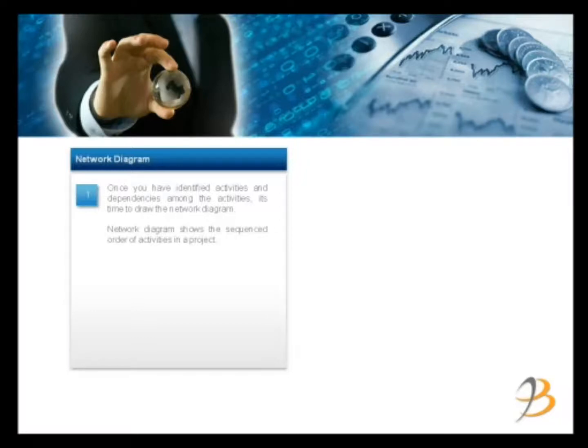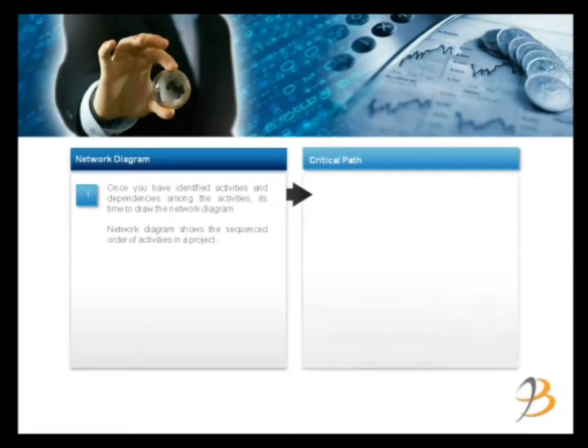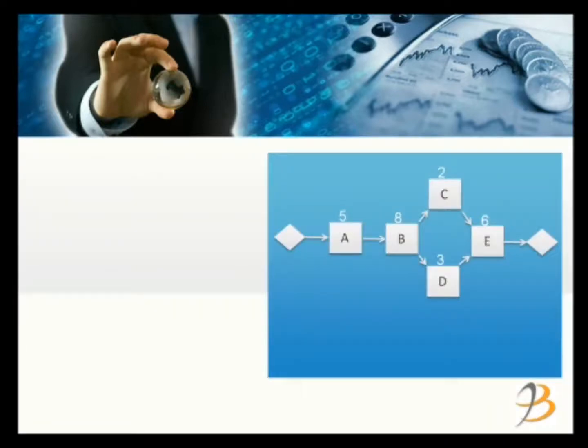Again, the network diagram shows the sequenced order of the activities in a project based on the dependencies that we have. Once you have the network diagram, we can proceed further to determine the critical path. And the critical path basically shows you the duration of the whole project. So once the network diagram is ready, along with the duration of each activity, we can find out the critical path of the project.